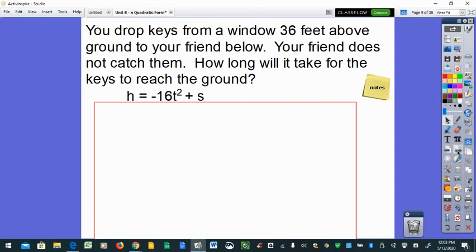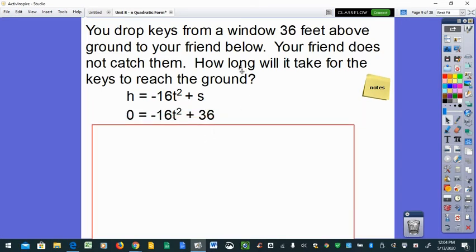So let's take a look at an example. Here's the case of the keys being dropped from the window. Say that window is 36 feet above the ground of your friend or your mom, and your friend doesn't catch them. How long will it take for the keys to reach the ground? Notice I'm using that first model because I'm not throwing them at my friend, I'm just dropping them. So the only force there is going to be the gravitational acceleration. Now we just have to fill in the right pieces. This 36, where does it go? It's your start height. So that 36 is going to take the place of the S.